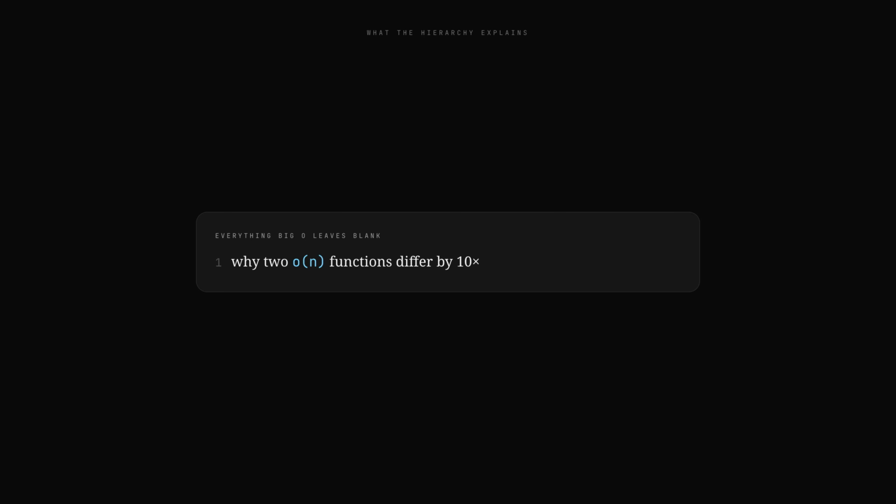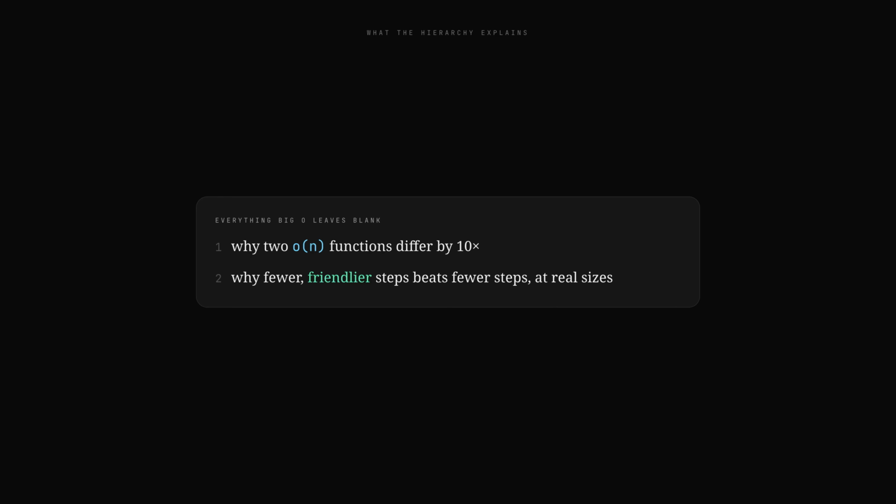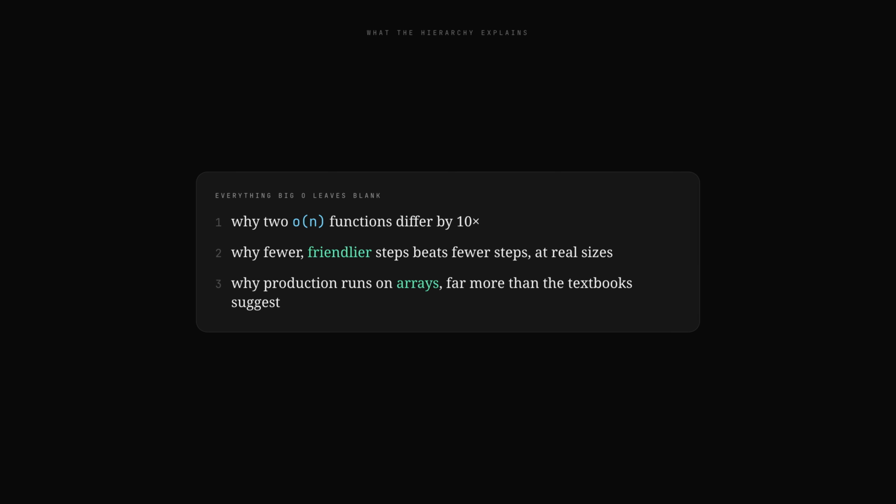What the hierarchy explains is everything Big O leaves blank. Why two O(n) functions differ by 10x. Why fewer, friendlier steps beats fewer steps at real sizes. Why the structures that run production are arrays under the hood far more often than the textbooks suggest.